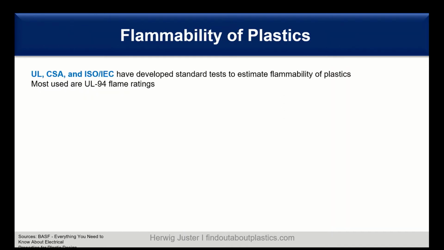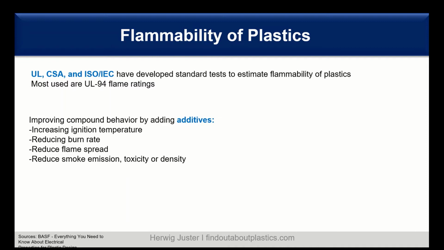As already mentioned, there are different standards developed to estimate the flammability of plastics, and the most used is the UL94 flame ratings. When I have a plastic compound, by adding additives I can improve certain things. For example, I can increase the ignition temperature, I can reduce the burn rate, I can reduce the flame spread, and I can reduce the smoke emission toxicity or density of the smoke itself. For example, when you think of applications in railway, transportation, airplanes, there we want low smoke emission.